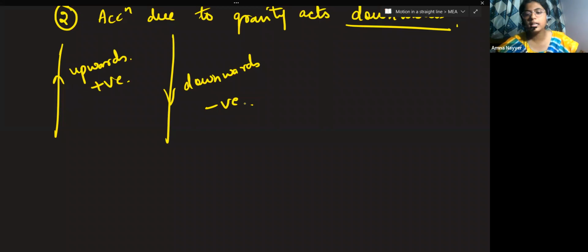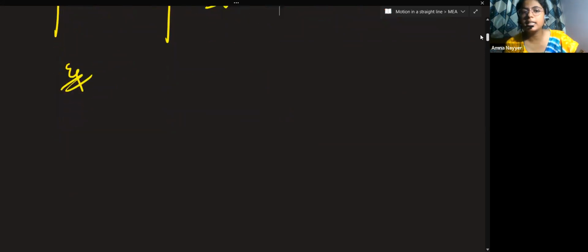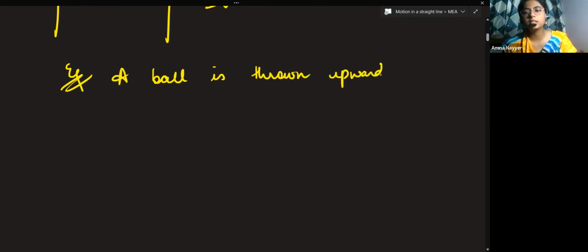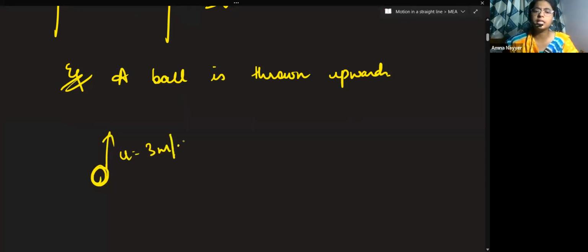This is the sign convention you can take, or you can take any other sign convention. You can take upwards as negative, downwards as positive, anything. Let me explain the sign convention with the help of an example. Let's say a ball is thrown upwards. This is the example I'm taking. The initial velocity with which this ball is moving upwards is, let's say, 3 meter per second.